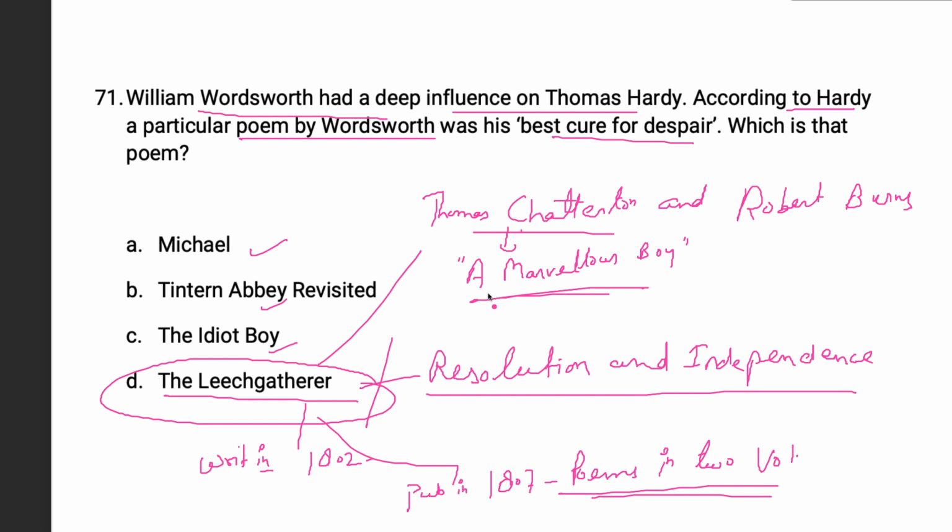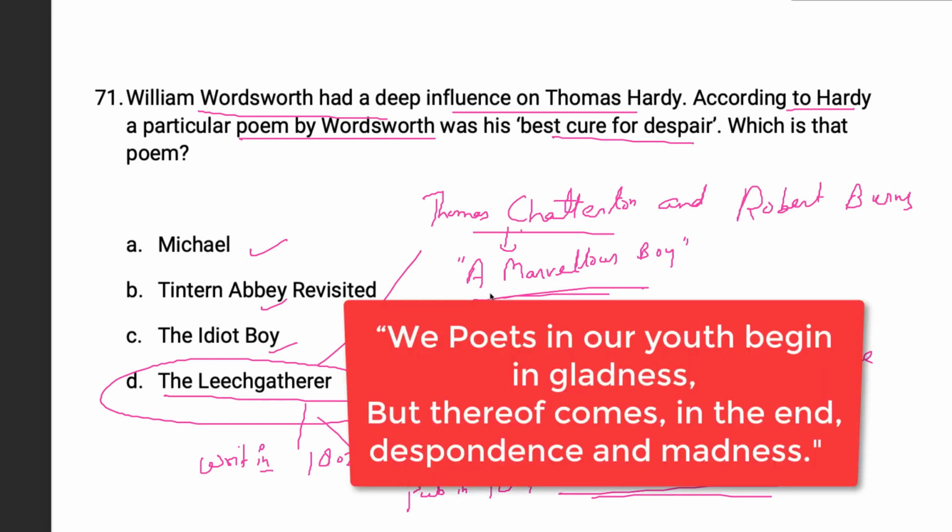And the famous line, "We poets in our youth begin in gladness, but thereof comes in the end despondency and madness." This line refers to Thomas Chatterton or the younger poets like himself, who start very passionately. When they start their literary career, they are passionate, they are enthusiastic, but with the passage of time they realize the reality of life, they get depressed, or they get the response of the people, they don't acclaim, so they feel that it is wrong to expect these things.